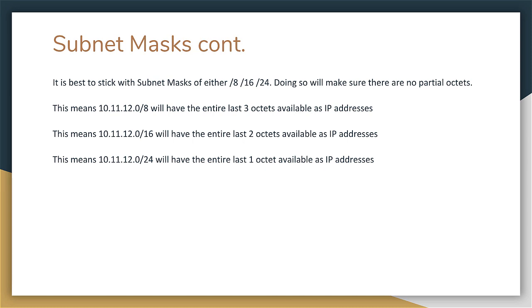So we just saw /19 in the last slide, but it's better to just use increments of 8. Doing so will ensure that all the octets are either a host address or network prefix. So this means /8 will have the entire last 3 octets available as IP addresses. /16 will have the entire last 2 octets, and /24 will have the entire last octet. So this is why it's better to just have subnet masks in increments of 8. And of course, we'll see this when we set it up.